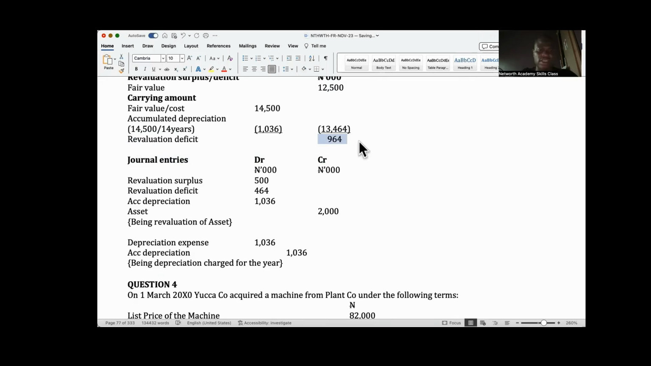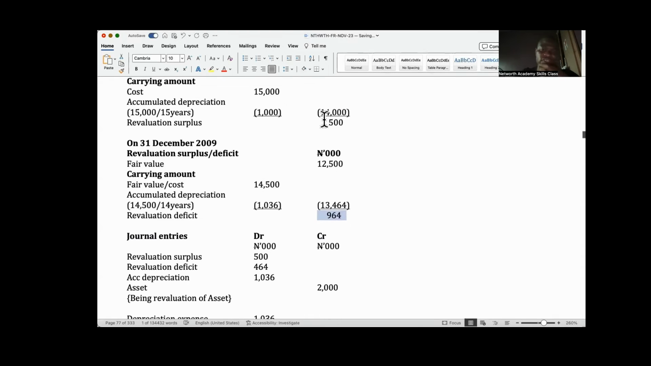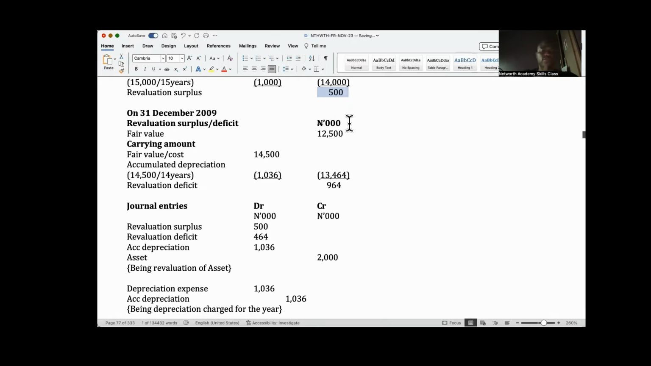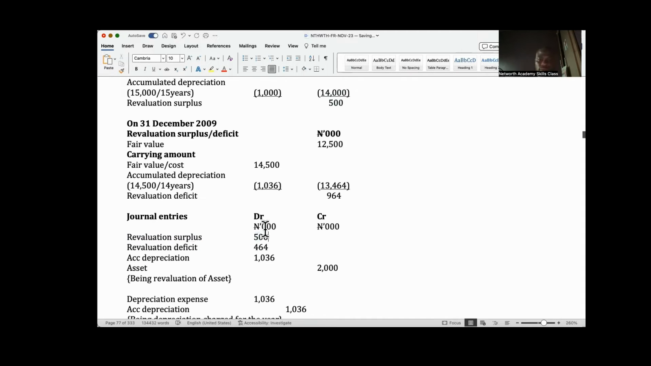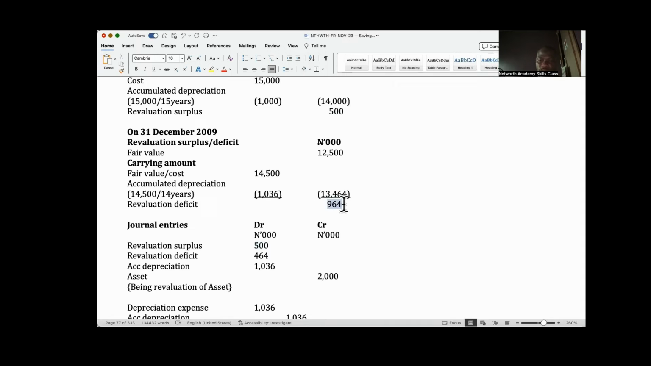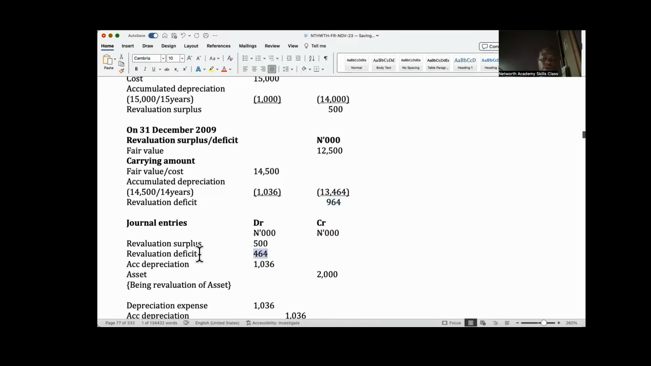Since we had a deficit, ordinarily we should just debit that deficit and take it to P&L. But don't forget, in the previous year, there was an earlier surplus. So that was why we need to net off the surplus first. That was why we debited the surplus with 500. So we have used 500 from this 964 to net off the surplus. The remaining 464 is what will now come in as deficit to my P&L.